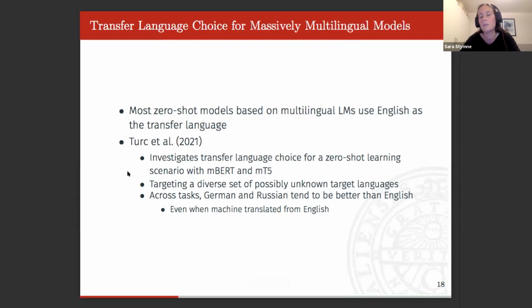It's not for parsing, it's for tasks like XNLI and QA. And then here they target a diverse set of possibly unknown target languages. And they find that across these 4 tasks that they have, German and Russian often tend to do better than English. And this is actually the case even when they machine translate the training data from English, which is a little bit curious. Of course, you can't machine translate data for all tasks. It's much harder for parsing than for XNLI, for instance. But it goes to show that this issue is important not only in the setting that we're going to talk about today, but also in a wider set of kind of setups.